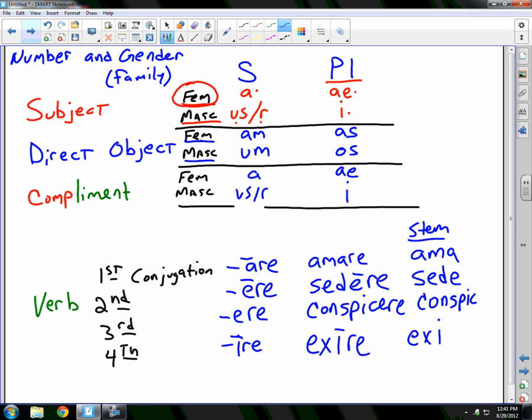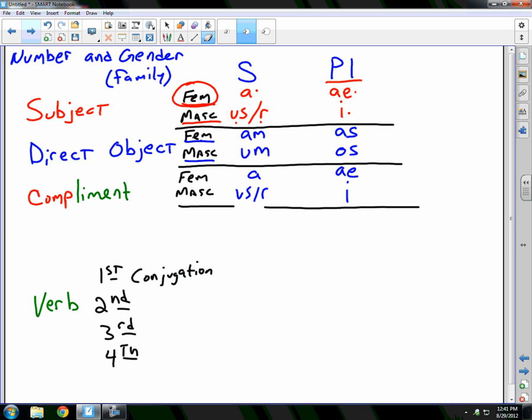Now the ending will come. We also have to decide whether it's singular or plural. If it is singular and part of the first conjugation, the A stays and we add a T. That T is a personal ending. It's a third person ending. If it's plural, the A stays and we add an NT. So I would have amat and amant. For the second conjugation, the E stays and then I add a T. The E stays for the plural and I add an NT.